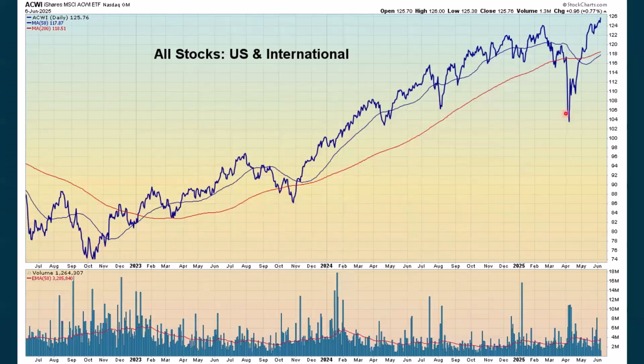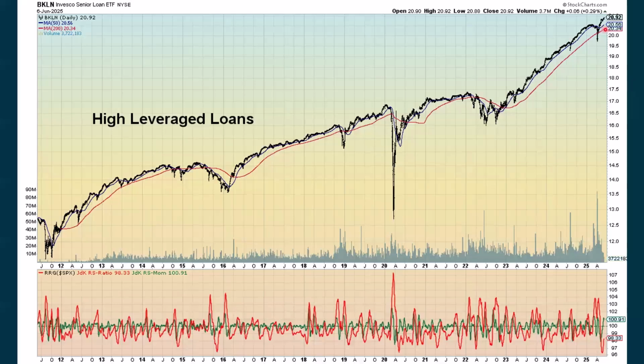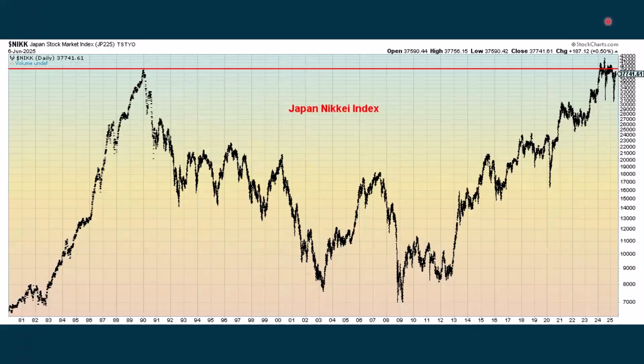All stocks, which looks at U.S. stocks and international stocks. And really the strength that we're seeing here is coming from the international stocks. Now, we're not in an uptrend yet, but you can see both moving averages are now starting to go back up. So we're seeing some improvement here and setting an all-time high with this particular ETF. Emerging markets in an uptrend. That seems to be doing better these days. High leverage loans. Again, this is another barometer of the economy. We're doing quite well here. If the economy was getting ready to fall apart, this would be going down, not up. The Japanese Nikkei is still just kind of chopping around below this red line, which are the highs set way back in 1989.